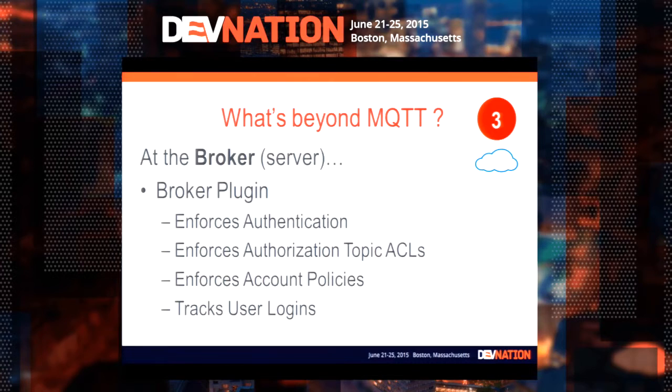If all that stuff is what you have to add on the device side, there are also things you have to mind on the server side. First of all, enforcing authentication. We are now all around the broker, and the broker itself doesn't give you all this. You have to create a sort of broker assistant or broker plugin to manage authentication, enforce authorization, access control lists, role-based access control on specific topics, enforce account policies, and track the session audit log.